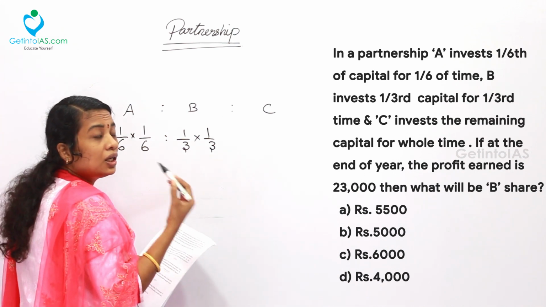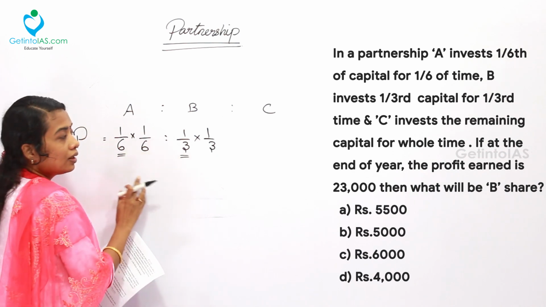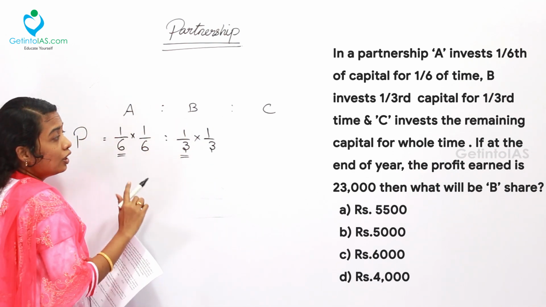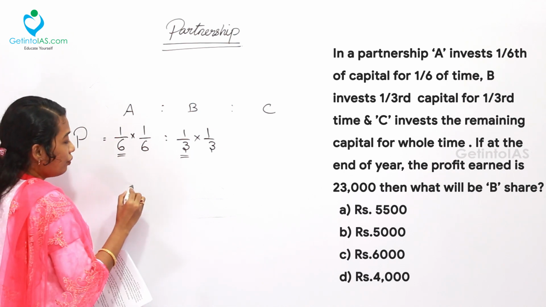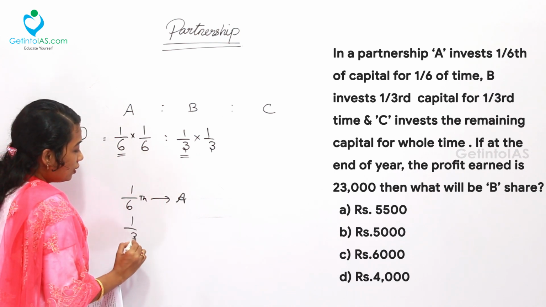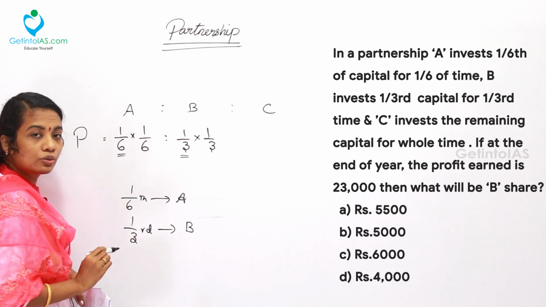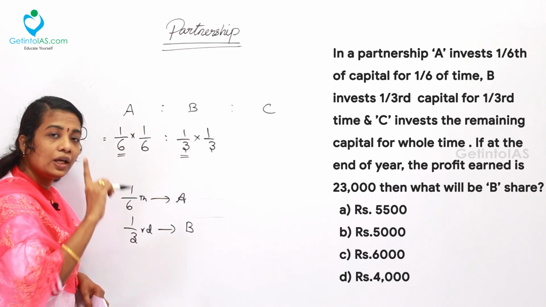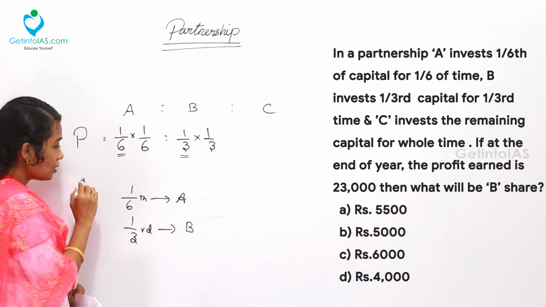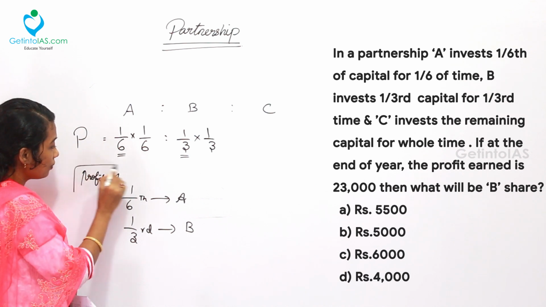C invests the remaining capital. So already 1/6 of the capital is given by A and 1/3 of the capital by B. What is the rest? For that, we take 1 minus these values. Always the whole is 1, or 100%. Here we can take the whole as 1.